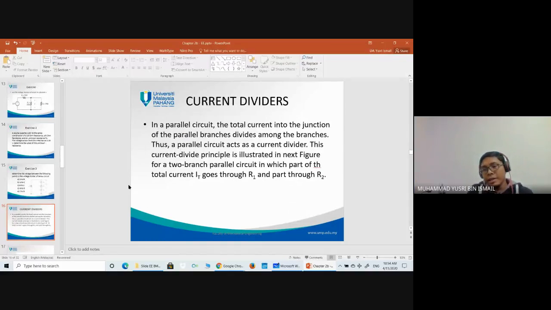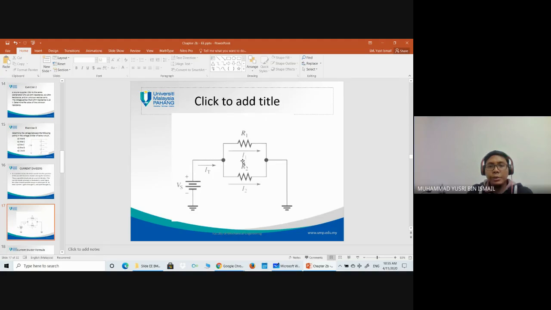Okay, so now we move to the current divider. In a parallel circuit, the total current into the junction of the parallel branches divides among the branches. Thus, a parallel circuit acts as a current divider. This principle is illustrated in the next figure for a two-branch parallel circuit in which part of the total current IT goes through R1 and part through R2. So this is how a current divider works.